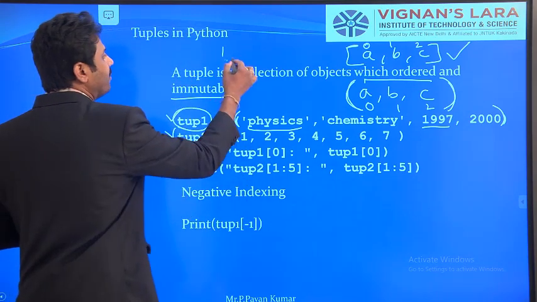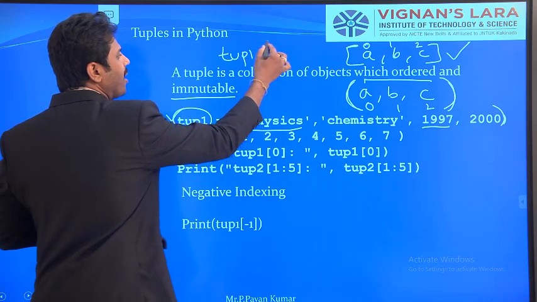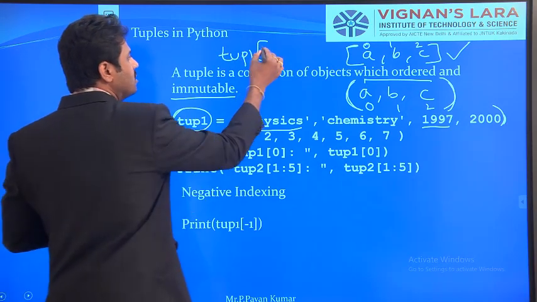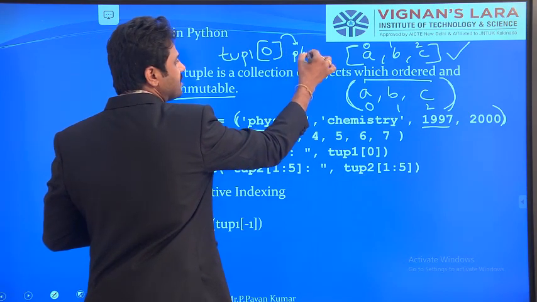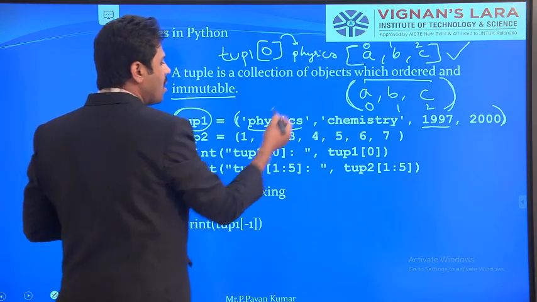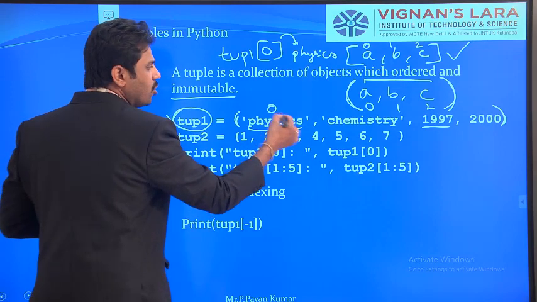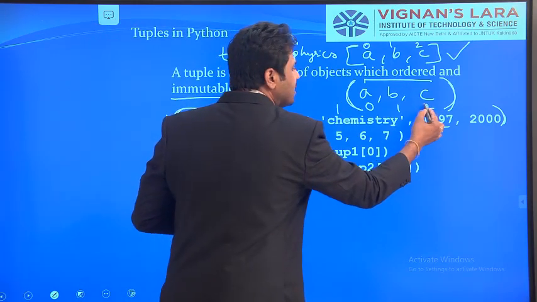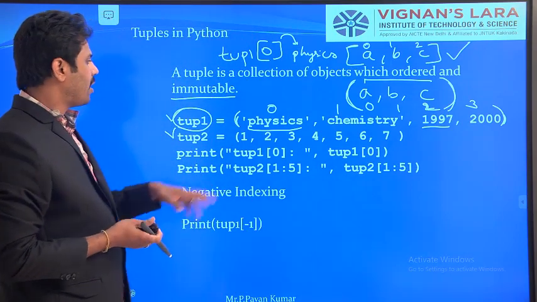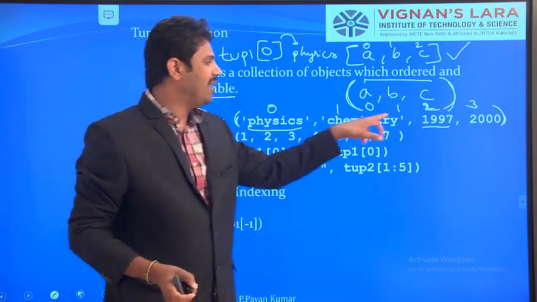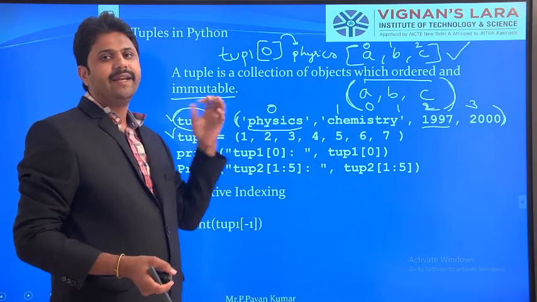First, if I want to access the information in the tuple, for example, I have tuple 1. If you write tuple 1 of 0, it returns the value physics. What is the index of physics? 0, chemistry is 1, and this is 2, and this is 3. If you want any value in that tuple, you can access it with that index number.